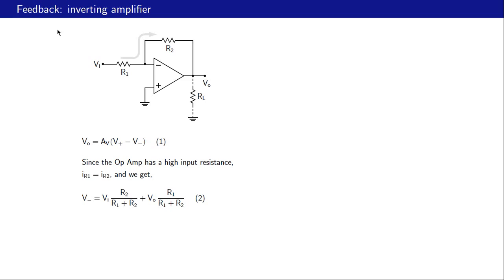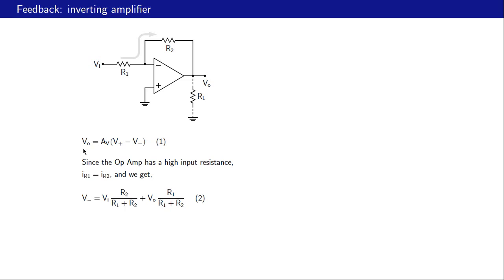Let us now discuss feedback, and our discussion will be qualitative in nature. Let us start with this inverting amplifier circuit, which we have seen before. If you recall, we had mentioned earlier that these connections are very important. If we interchange the inverting and non-inverting terminals, the circuit would not work as an amplifier. Let us see, at least qualitatively, why it would not work as an amplifier.